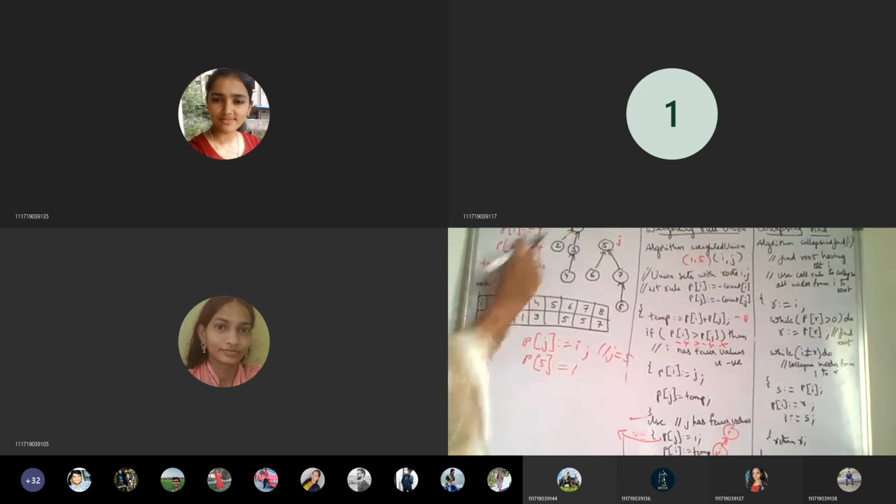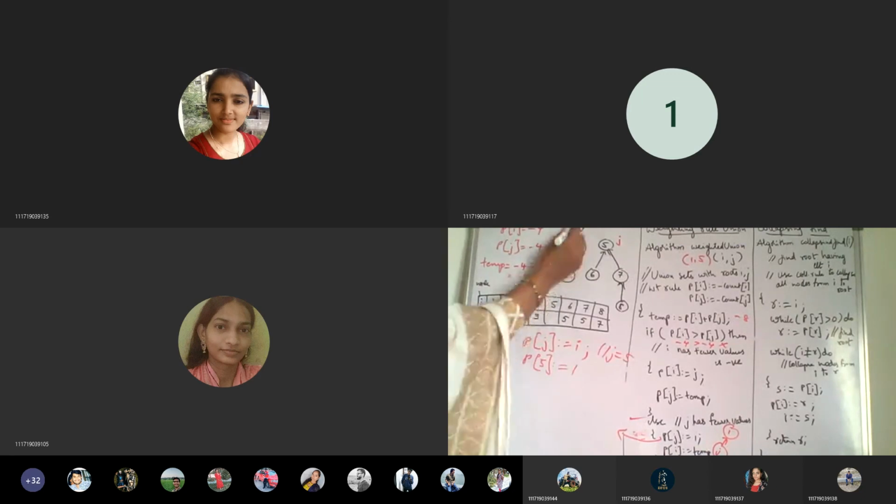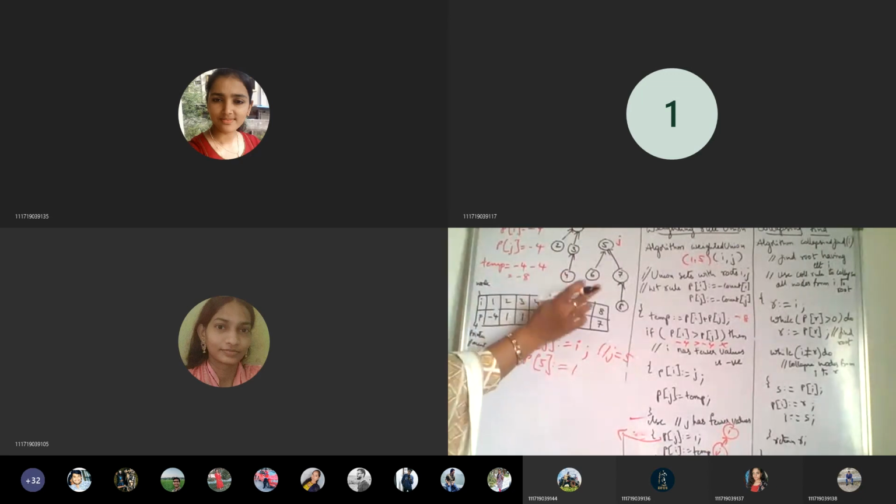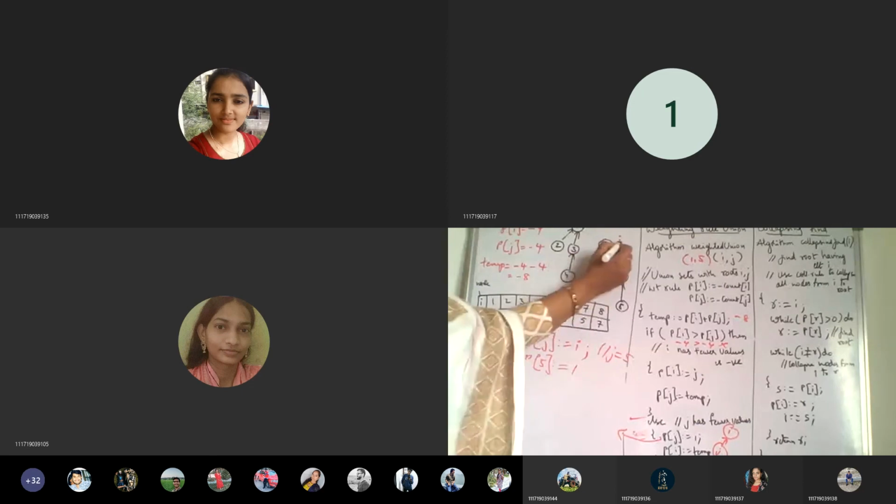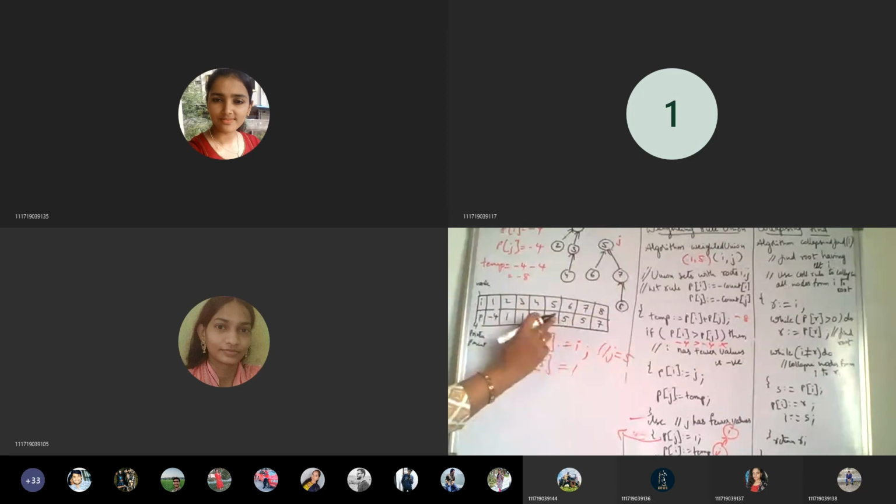Minus 1 is minus 4, and 2's parent is 1, 3's parent is 1 and 4's parent is 3. Okay. So 5 is minus 4 and 6's parent is 5, and 7's parent is 5 and 8's parent is 7. Okay. So this is the representation of these two disjoint sets. So now what are we going to do?